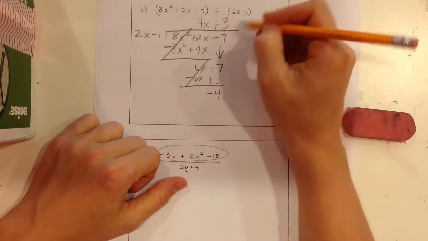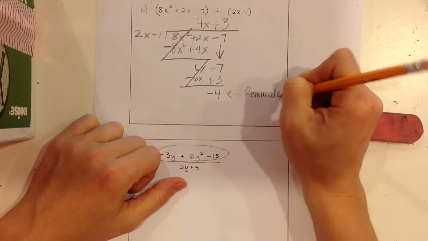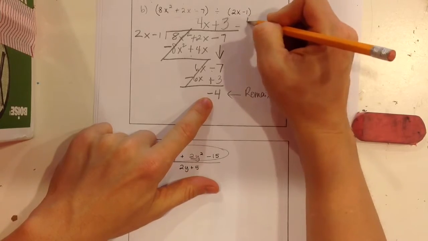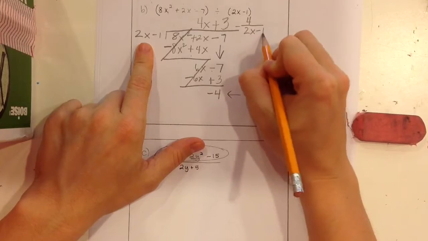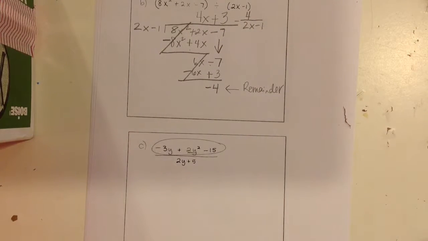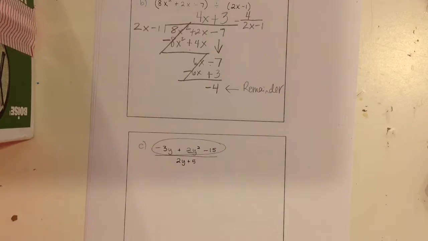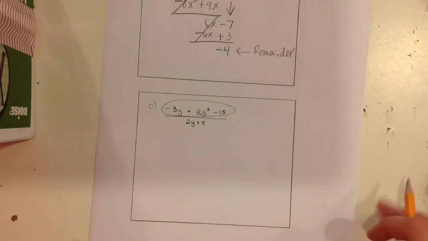And when I rewrite this with my remainder, remember this is my remainder, I'm going to have minus, because it's a negative 4, minus 4 over the thing on the outside, the 2x minus 1. Now our next example is a little harder because it doesn't have it in descending order. So I'm going to have to rewrite this in descending order first.